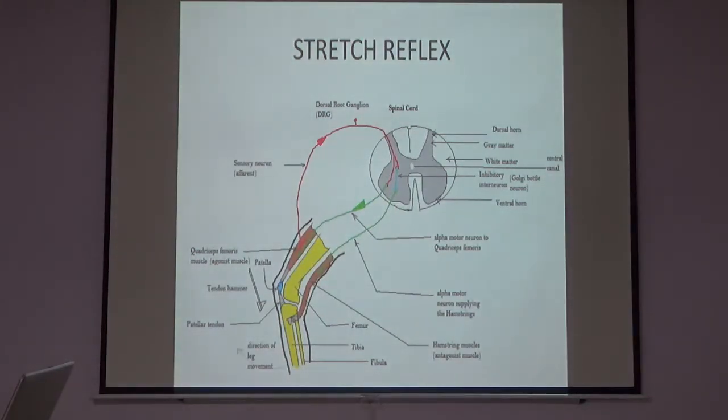Again we have this diagram which shows contraction of the agonist muscle and relaxation of the antagonist muscle. This is of the thigh, where the quadriceps femoris is the agonist muscle, while the hamstring muscles are the antagonist group. So there is contraction when this stretch reflex arc works with an intact nerve supply. There is contraction of the quadriceps femoris muscle, while there is relaxation of the hamstring muscle. And this causes movement of the leg, a forward movement of the leg.